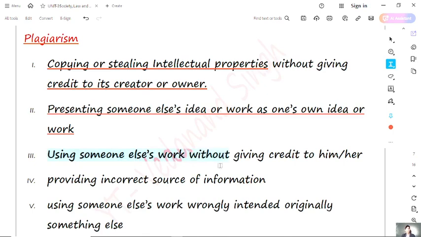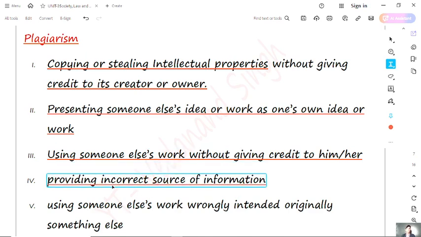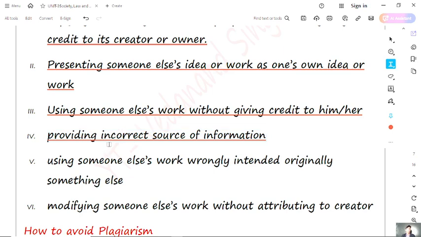Using someone else's work without giving credit to him or her. Suppose I am making this video, and I have not written it myself, I have taken it from a book or the net. My source of information is the net or a book, so I must give credit to that owner or the book. That is an example. Next is providing an incorrect source of information. You should give credit for where you have taken the information.